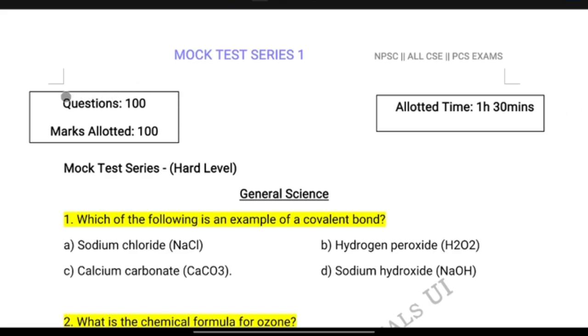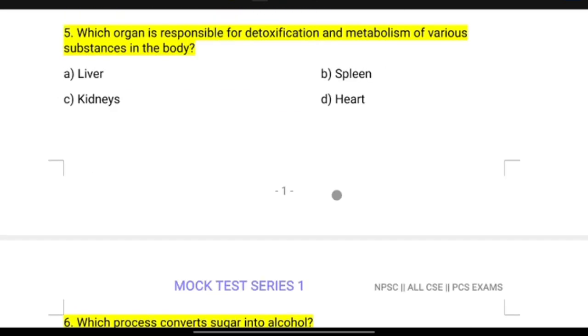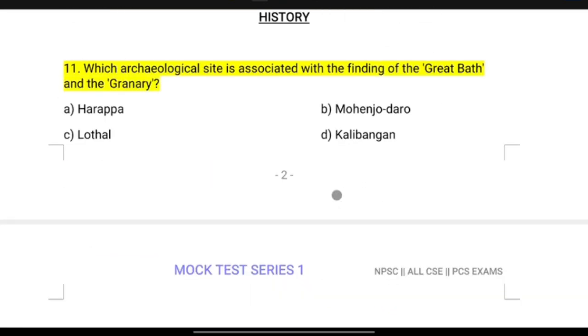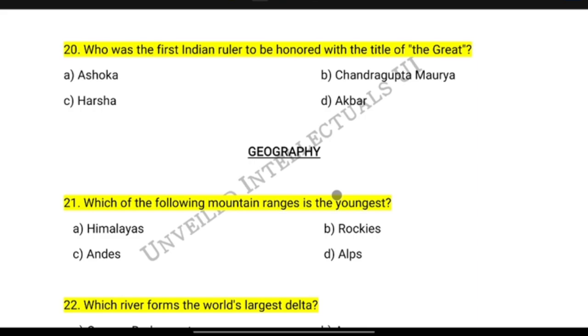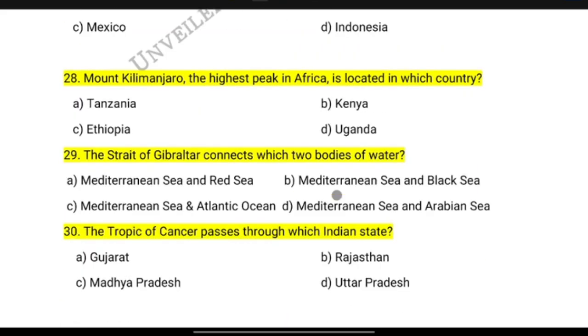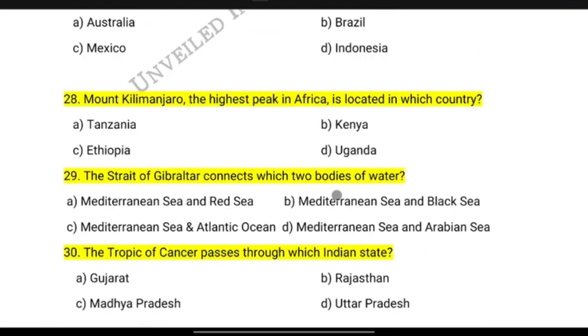It contains 100 questions covering 10 questions each from General Science, History, Geography, Indian Polity, Indian National Movement, Nagaland Culture and Heritage, Current Affairs, Basic Science with Numericals Problems, General Mental Ability Test, and Data Interpretation.